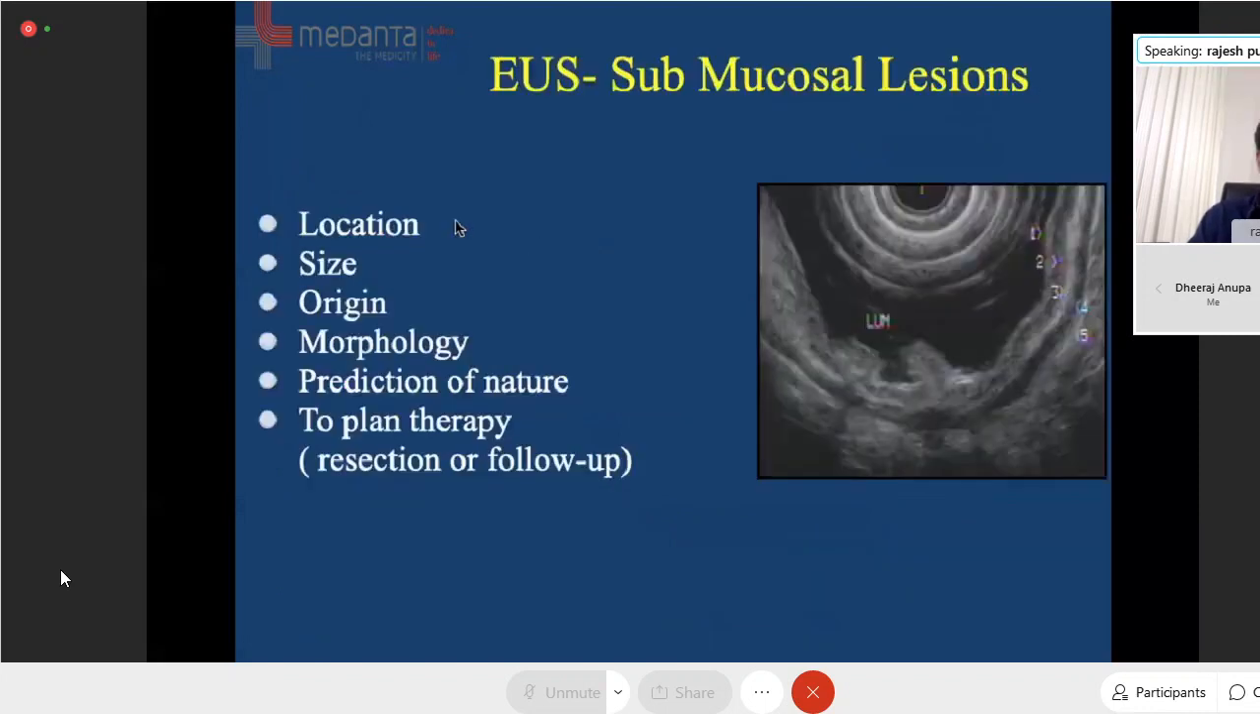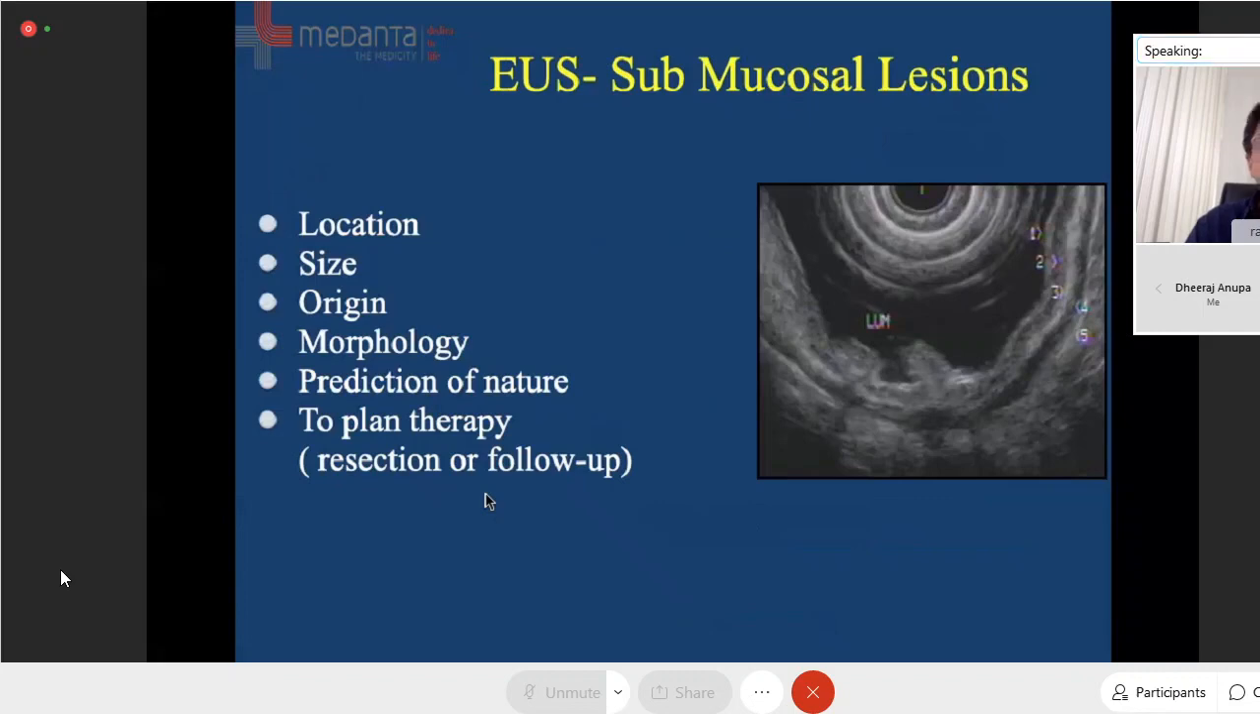It gives the location and the size, because what we know as an endoscopist is the intraluminal size, but what is extraluminal we don't know. So the exact size of the lesion we know with the help of endoscopic ultrasound, from which layer it is originating, what is the morphology, and prediction of the nature, so we can plan the treatment.